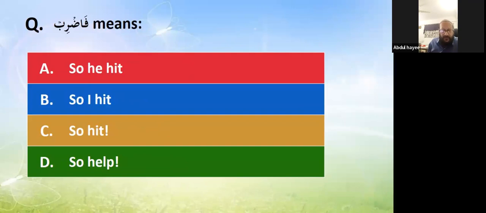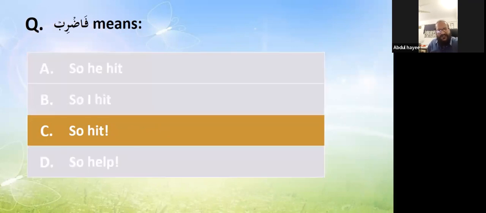Fadrib means: so he hit, so I hit, so hit, so help. So help? How can I help it number? It is darb, it means hitting something. A. So hit. Fadrib means so hit. See, you are right.